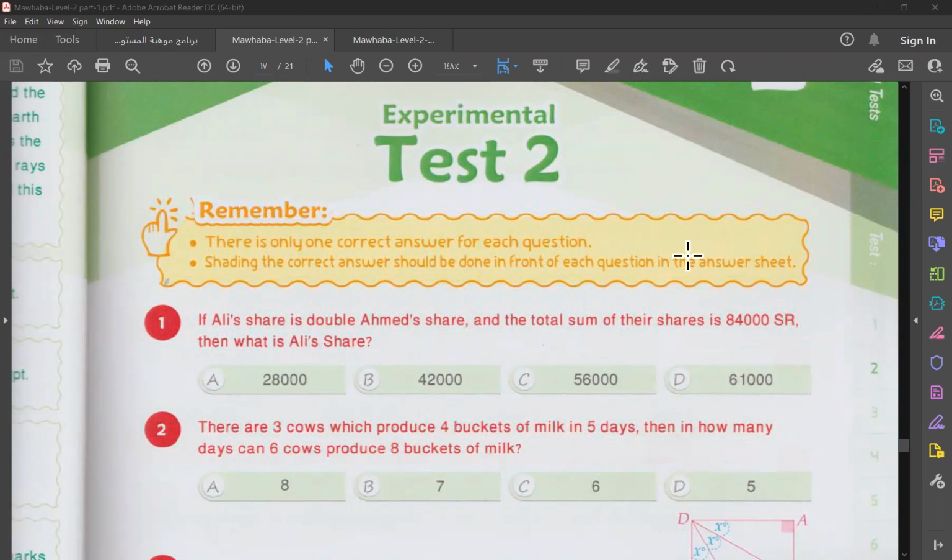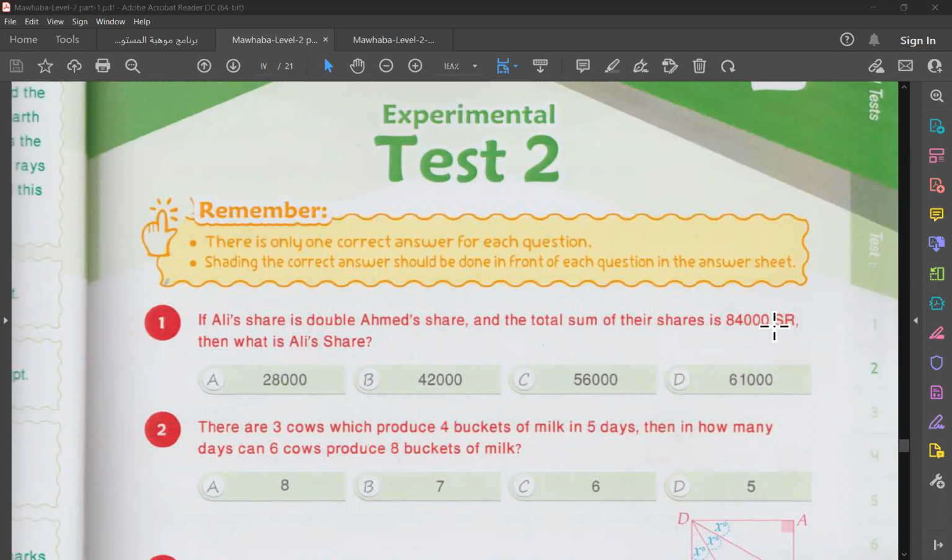So we want to read. Okay, now Fatima Sayyid Nasser, can you read the questions here? Number one, please, we want to solve the question together. If Ali's share is double Ahmed's share and the total sum of their shares is 48,000 Saudi Riyal, then what is Ali's share?